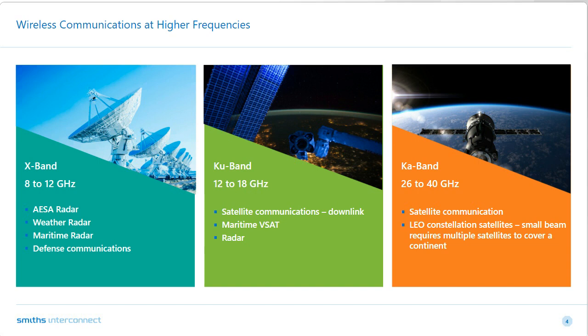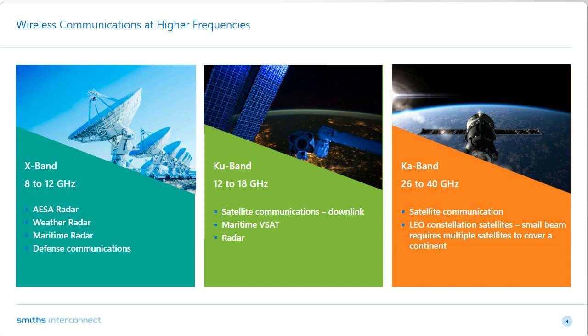The first band I'd like to discuss is the electromagnetic frequency band from 8 to 12 gigahertz, known as X-band. This corresponds to wavelengths of 3.75 to 2.5 centimeters. Due to the small wavelengths, this band is predominantly used for radar applications, particularly for civil, military, and government applications. This band also has applications in terrestrial communications and satellite communications.